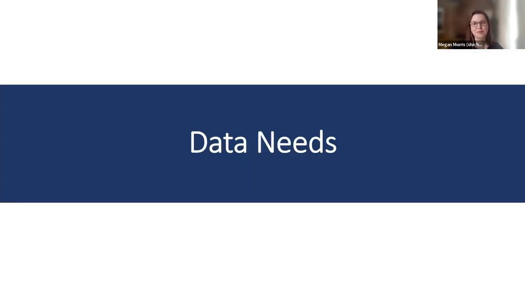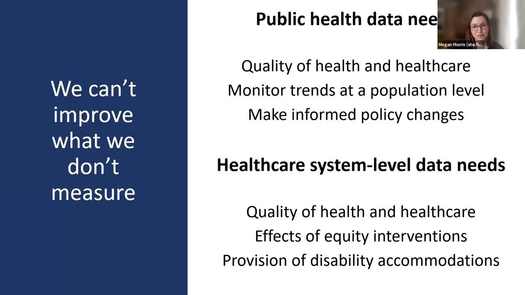Next slide, please. So I'm going to begin talking about our data needs. We can't improve what we don't measure. And unfortunately, historically, we have not been doing a good job of capturing who has a disability. This starts with our public health data. We need in national surveys to be documenting who has a disability so we can track quality of health and healthcare at a population level. We can monitor trends, and then we can make informed policy decisions and changes.